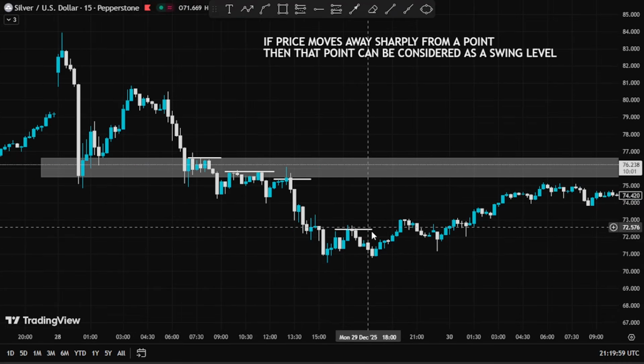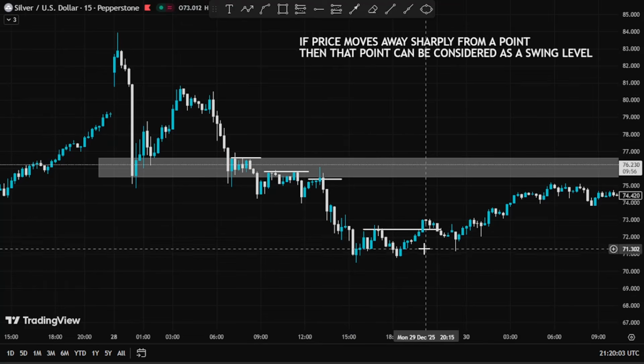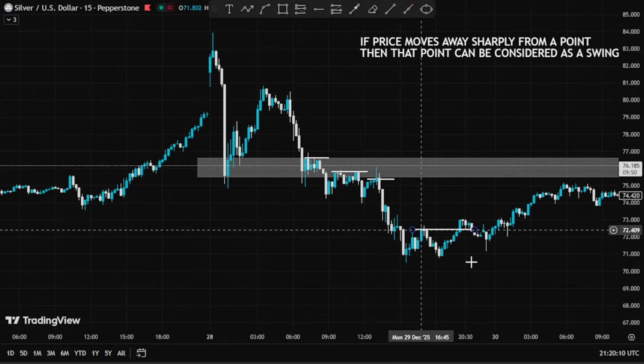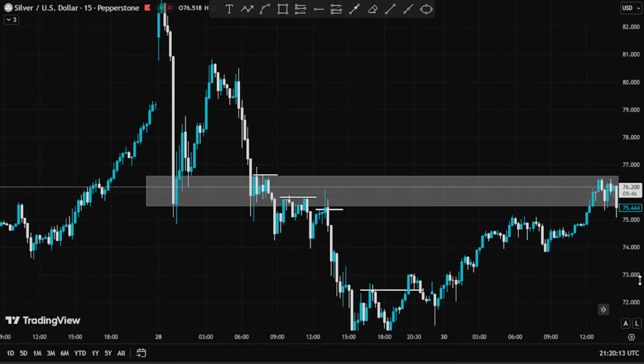You can see that when price broke this swing level, does it mean that the correction is beginning? No. What begins the correction is when price makes that higher low. You can see that price made a higher low and then it started moving up from here.